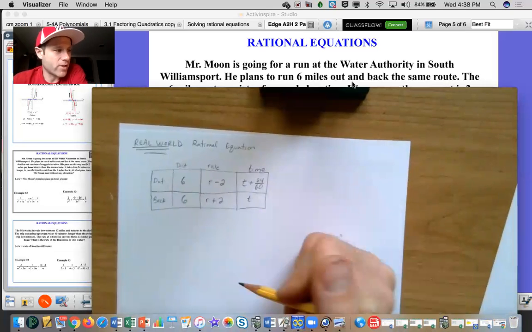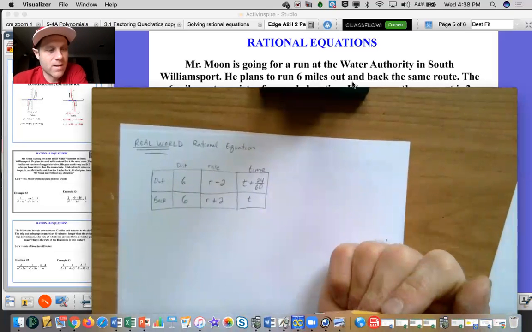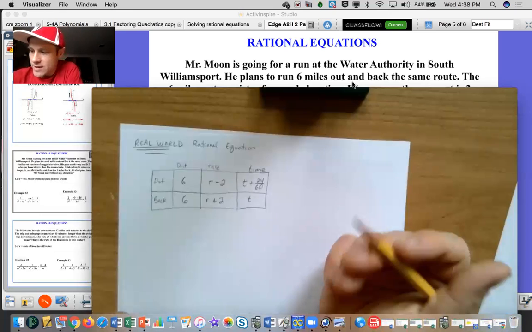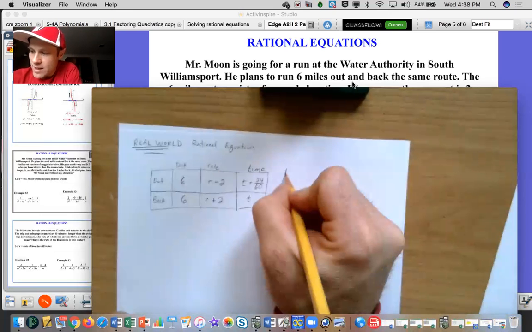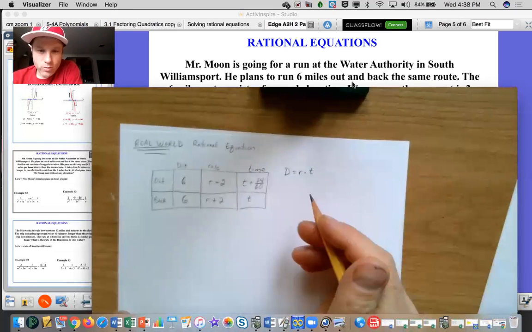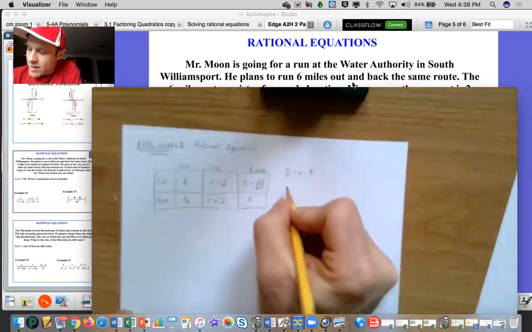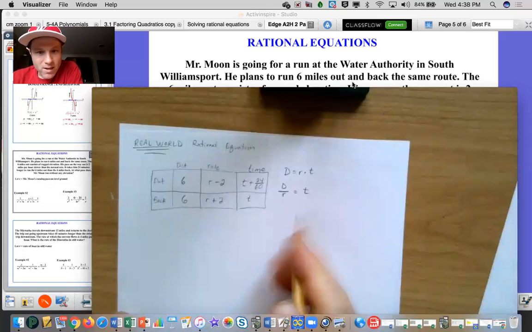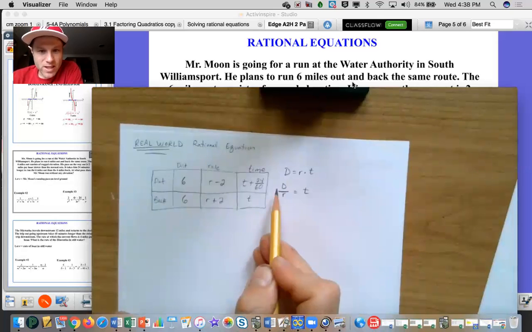So when we set up this equation, we're going to take the difference between our times and the difference between our rates and set them equal. That's kind of the tricky part to this whole problem. One thing we should look at is the formula. Distance equals rate times time, right? So if we want to make this a rational equation, which we're going to do, the distance divided by the rate is going to equal our time. And this is where the key comes in. The distance divided by the rate is supposed to equal our time.